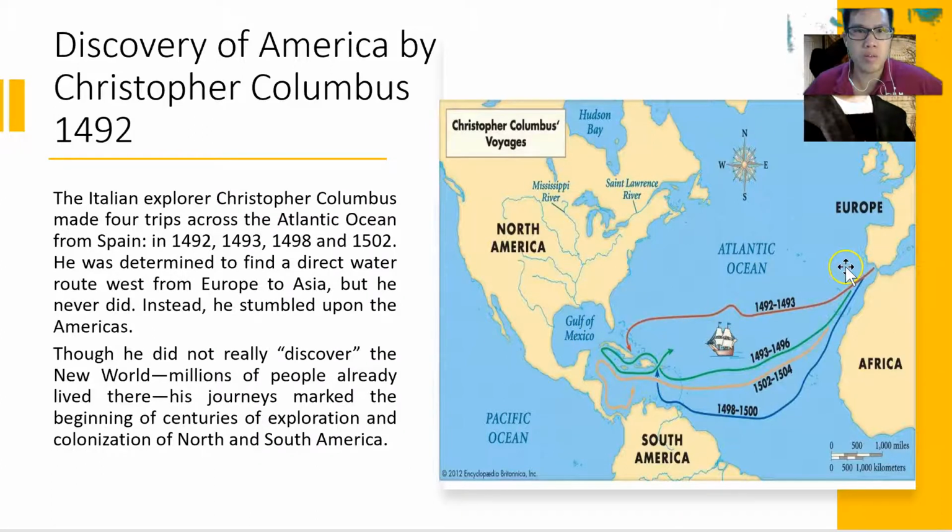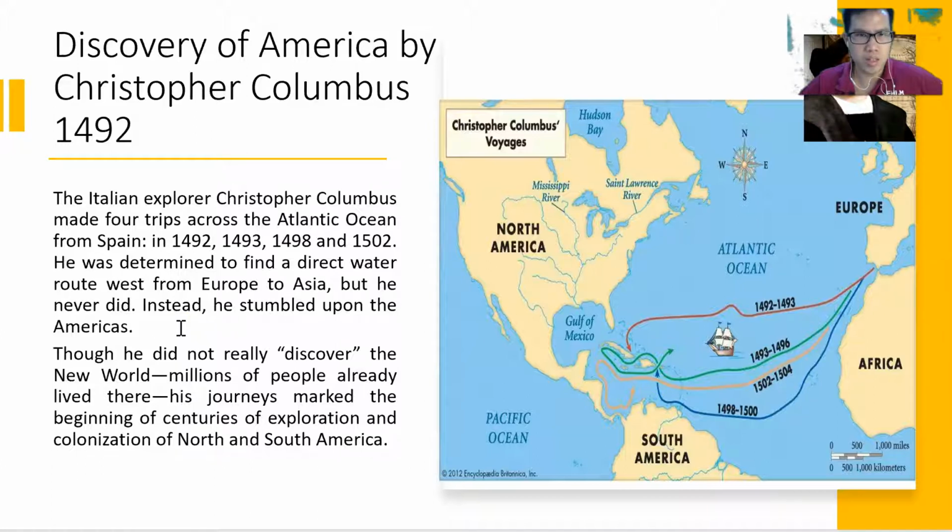Christopher Columbus, however, did not reach Asia. Instead he landed in America. He made four trips, in 1492, 1493, 1498 and 1502, but none of them managed to reach Asia. Instead he discovered America, and this opened up another opportunity for the world.